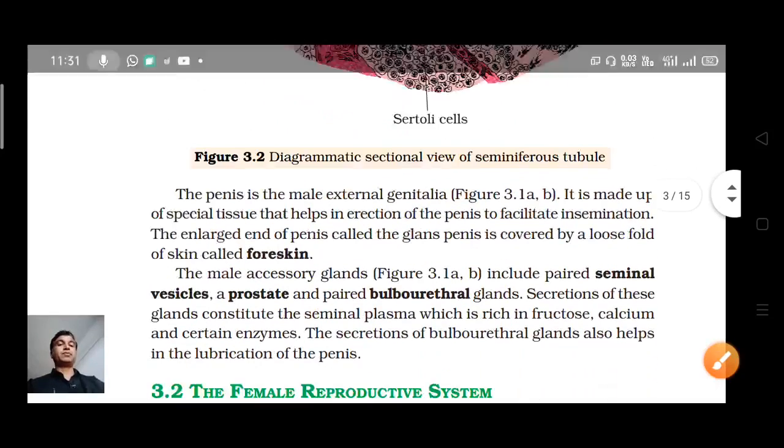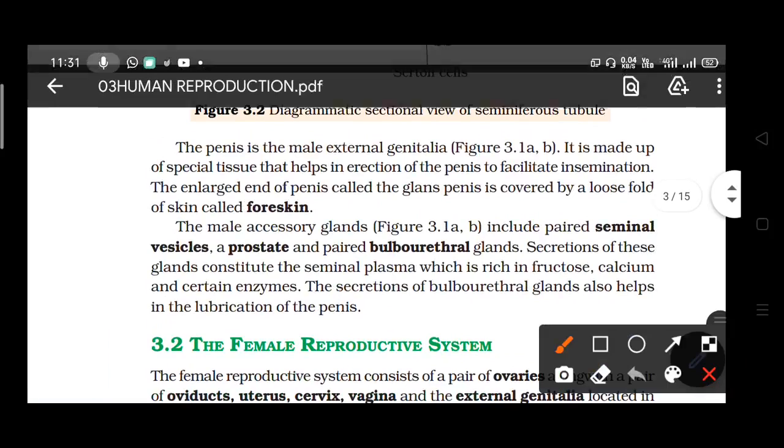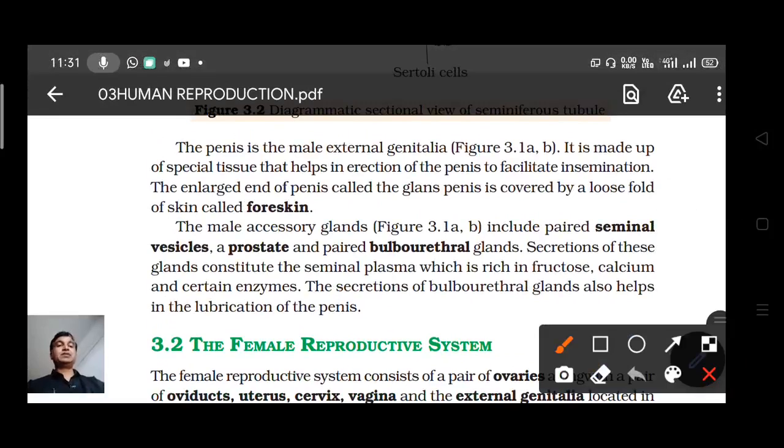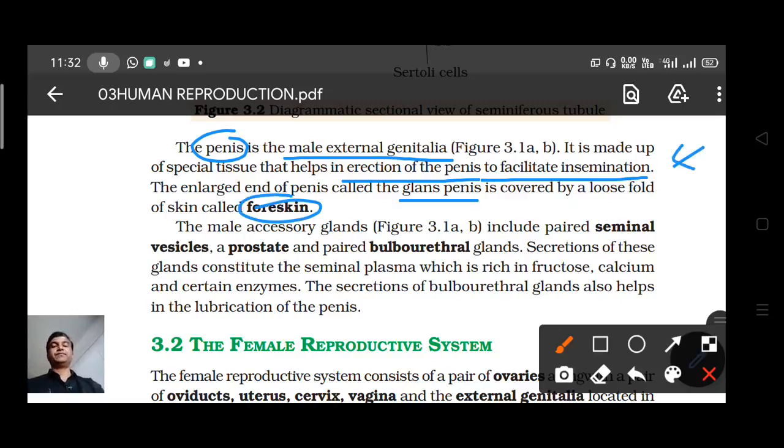Now come to the next paragraph. The penis is the male external genitalia. It is a muscular and erectile part. It is made up of special tissue that helps in the erection of the penis and facilitates insemination. The enlarged end of the penis is called the glans penis, covered with a loose fold of skin called the foreskin. So this is the external genitalia, where the description of the penis is given.